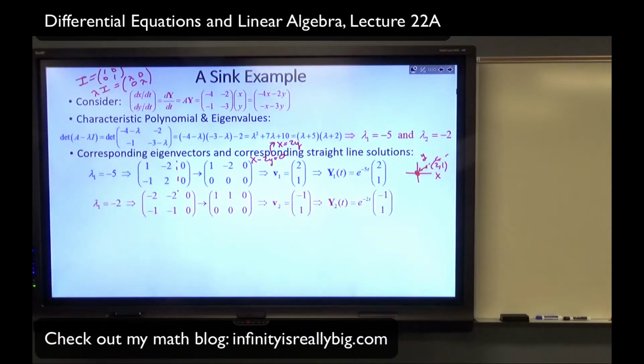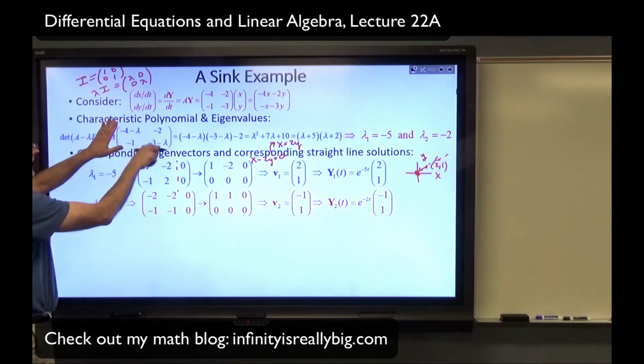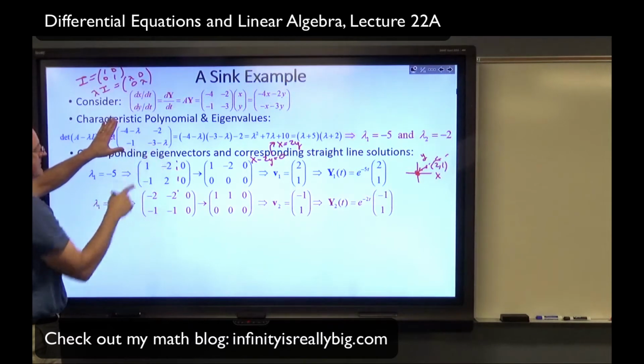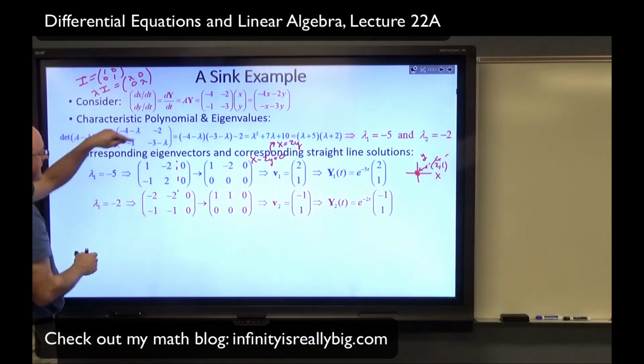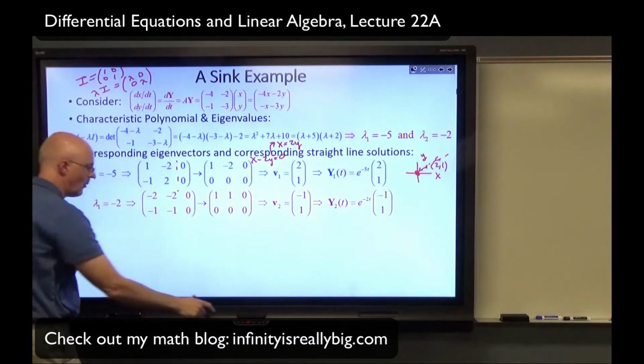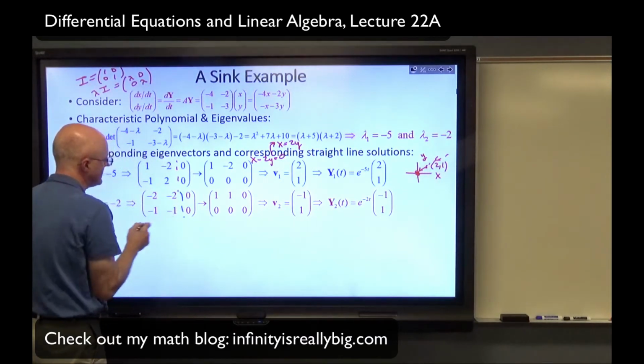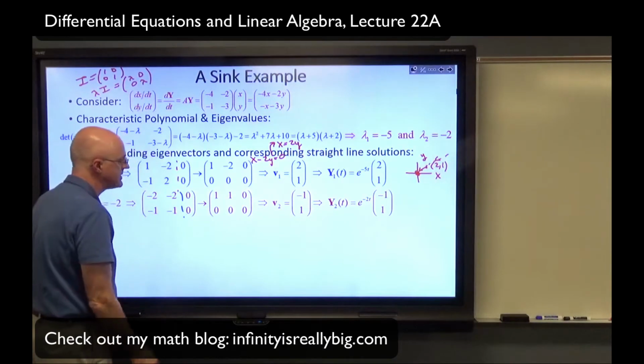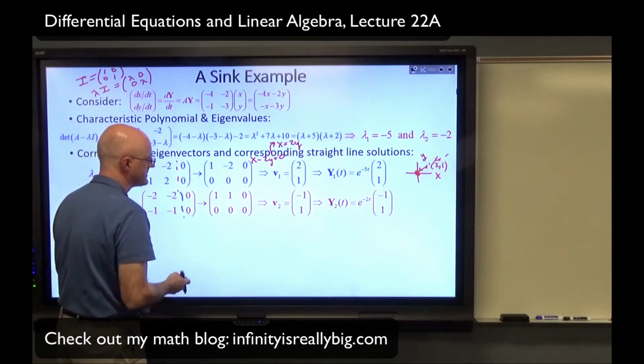What about the next eigenvalue, -2? Again, go ahead and plug in -2 here and here. -4 minus -2 is -2. -3 minus -2 is -1. Keep the -2 and the -1 as they are. Once again, we get an augmented matrix where the two rows are multiples of each other. When you do row operations to reduced row echelon form, you get a row of zeros.